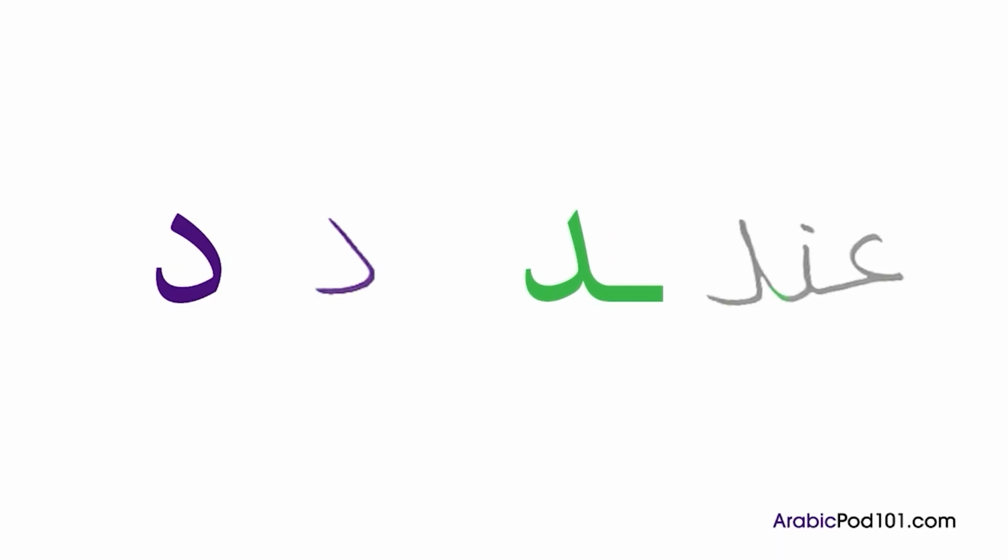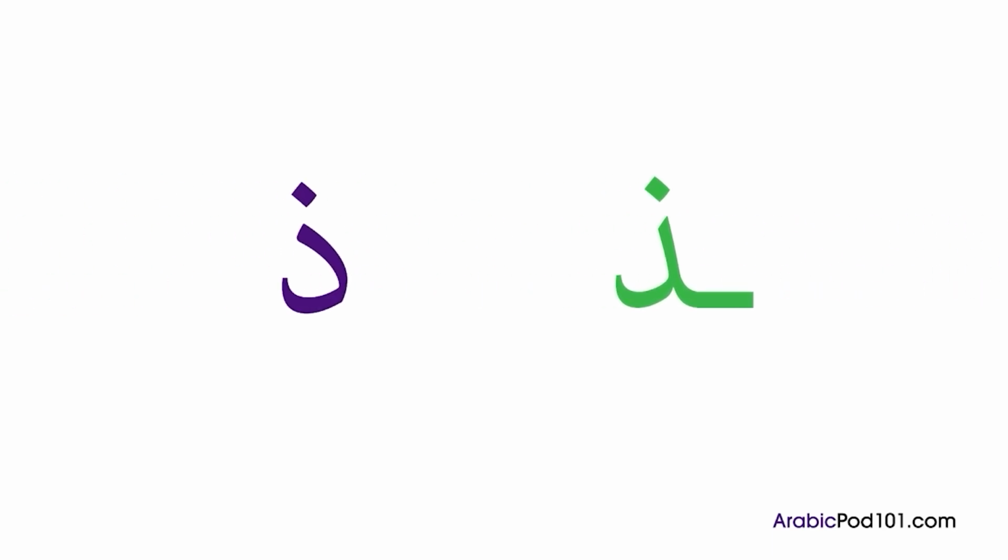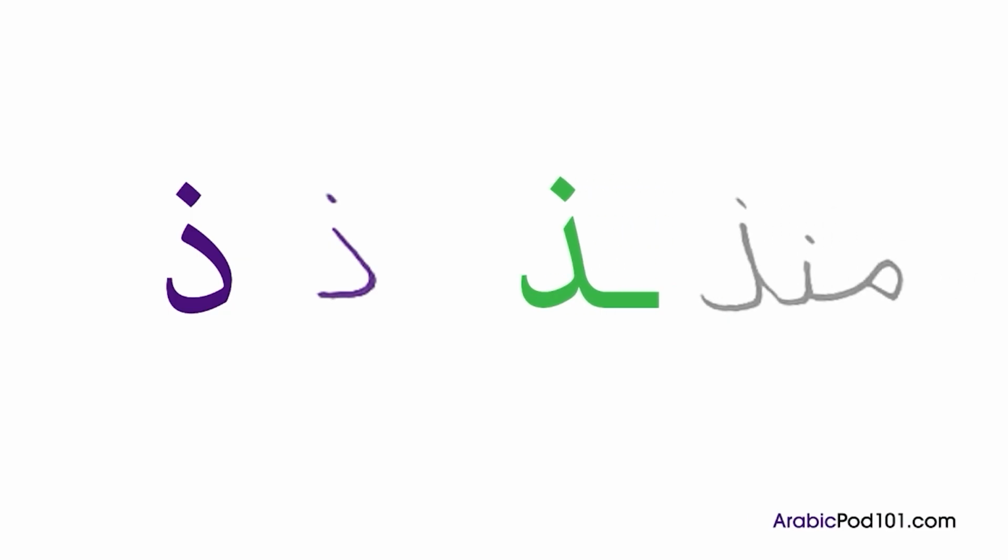That's it for lesson 3. Next, let's review lesson 4. In the fourth lesson, we learned dal and dal. First, we have the dal, isolated and initial, medial and final. Now let's check the dal, isolated and initial, medial and final. That's it for lesson 4. These letters are 2 of the 6 which only have 2 forms.